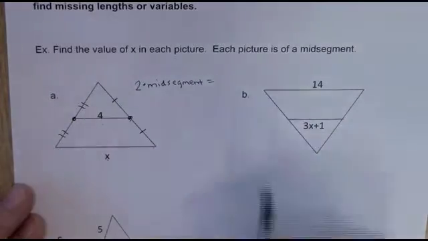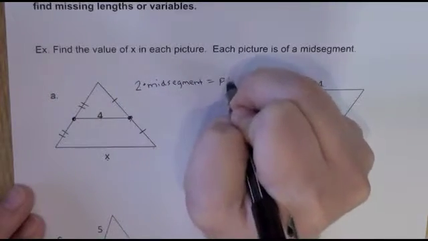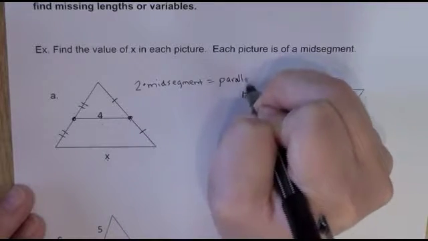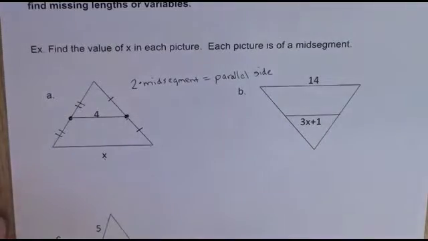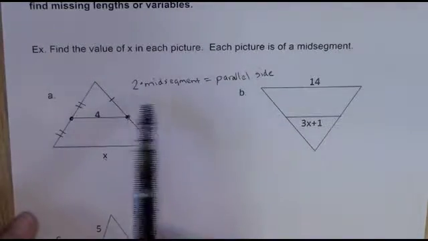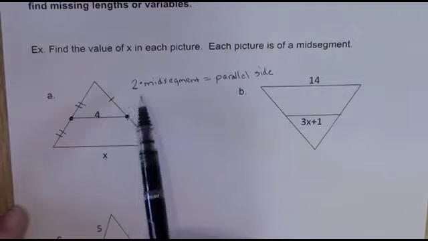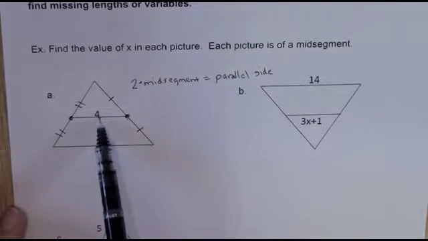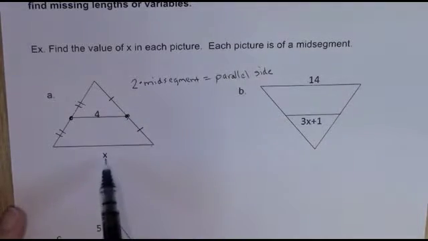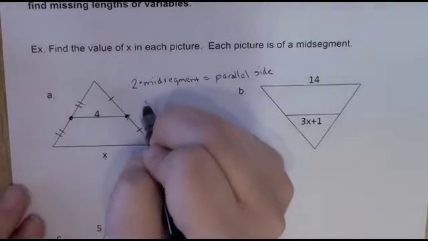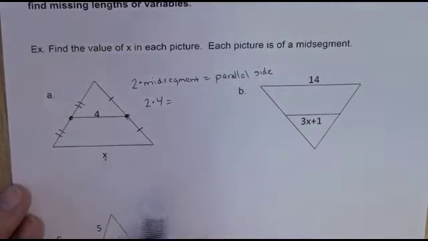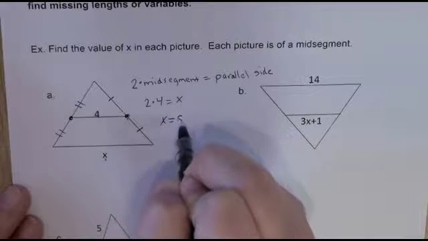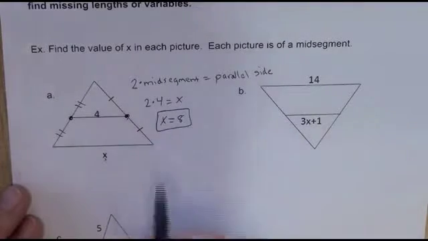and that will equal the parallel side. Now this is referring to lengths. This is not officially how it's written mathematically, but you take 2 times the length of the midsegment and it will equal the length of the parallel side. So in this case, 2 times 4 is going to equal the parallel side, which is x. So what that means is that x is equal to 8.